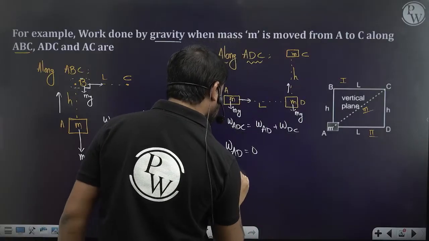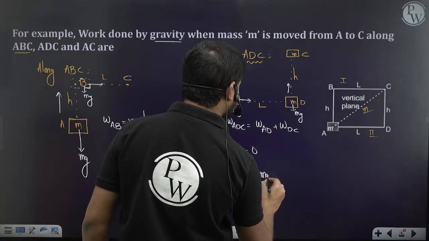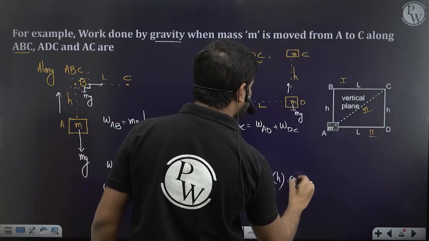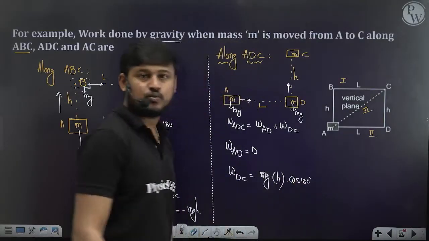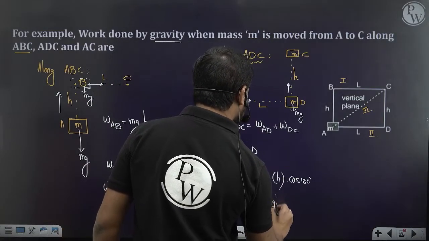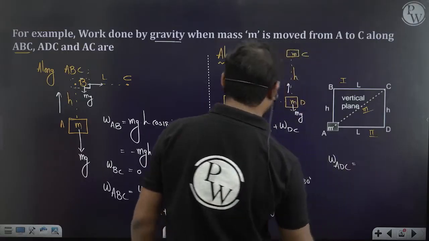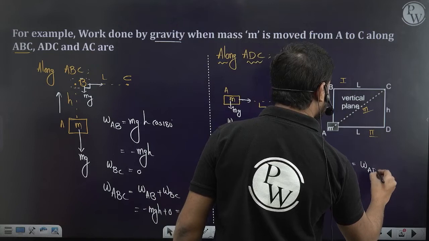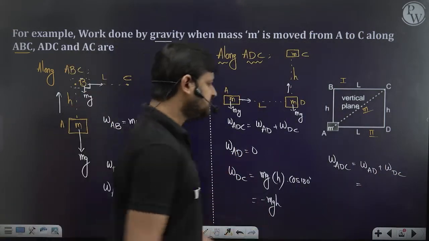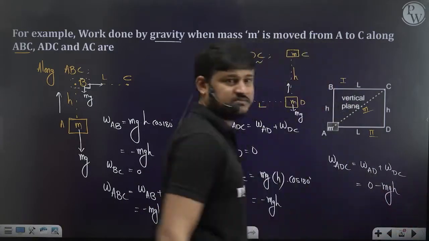Whereas for the work done along DC, you see, here mg is downward and displacement upward. The work done along DC will be equal to the force mg downward and the displacement h upward, right? As they are opposite, the angle between them is 180, so we get again minus mgh. Now the total work done along ADC is work done along AD plus work done along DC, which is 0 plus mgh. This is 0 and this is plus mgh, meaning plus into minus, minus it will be, right?